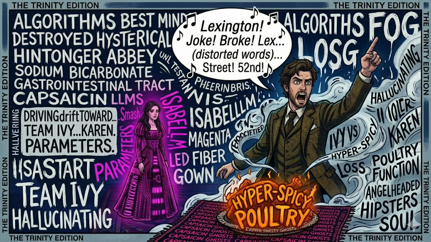And the crush is absolute in panel 2. The physical borders of the comic panels disintegrate into a text-heavy data collage. Jan is fractured. The background is just this scrambled algorithmic typography screaming, "Algorithms, best minds destroyed, sodium bicarbonate, gastrointestinal tract, capsaicin, angel-headed hipster's soul." The author synthesizes everything into one monumental year, 1956.